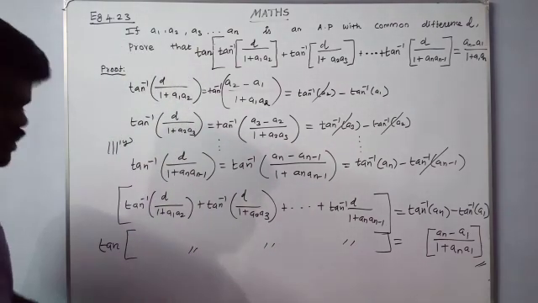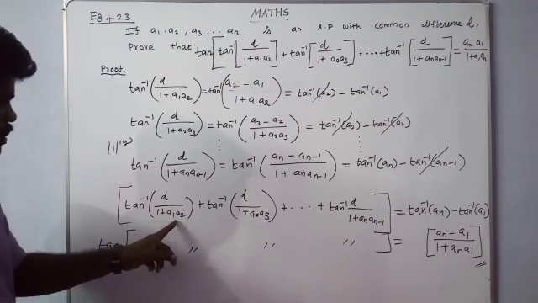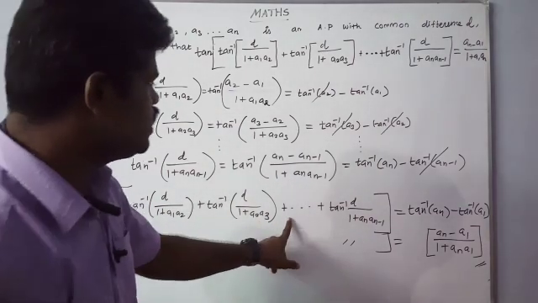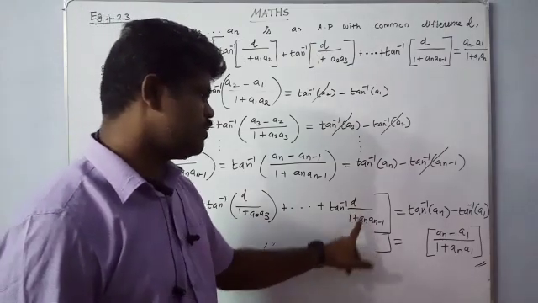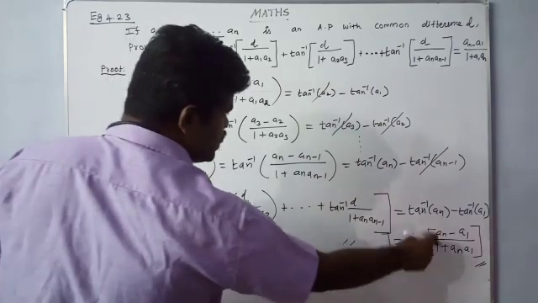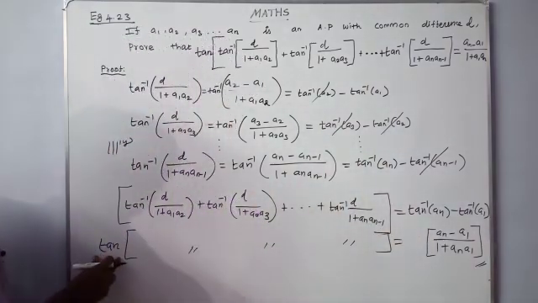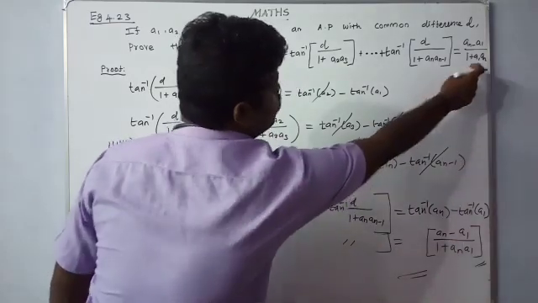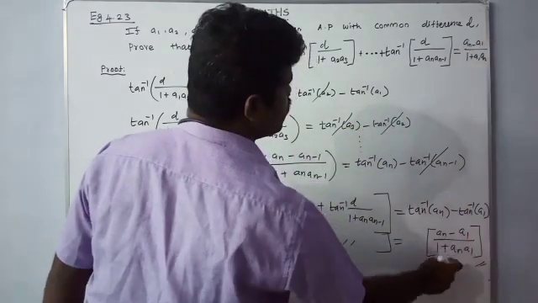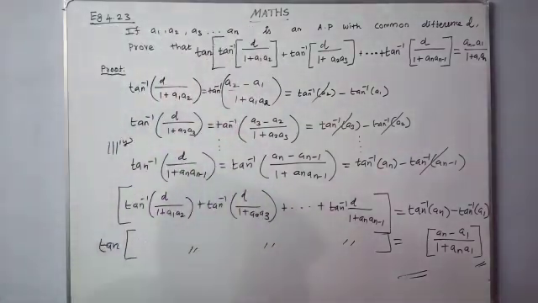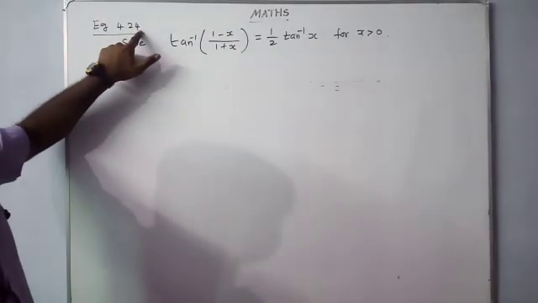All of you write the terms: tan inverse of d by 1 plus a1 a2, plus tan inverse of d by 1 plus a2 a3, plus and so on, plus tan inverse of d by 1 plus a(n-1) an. These terms are inside the tan. Hence proved, this is the proof: an minus a1 divided by 1 plus a1 an. Refer to the sum.